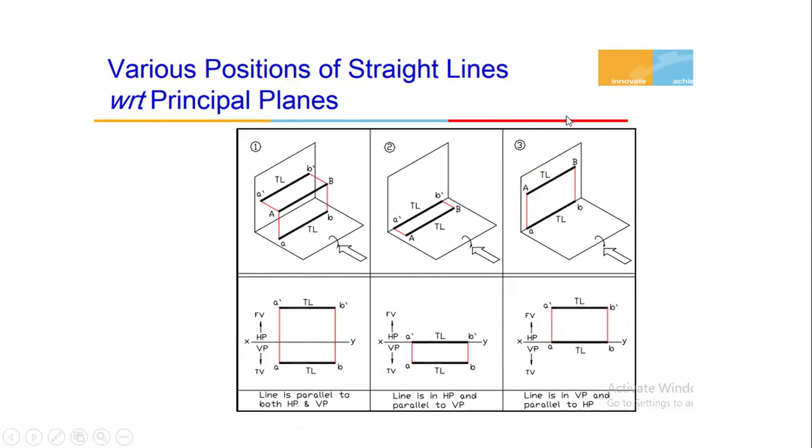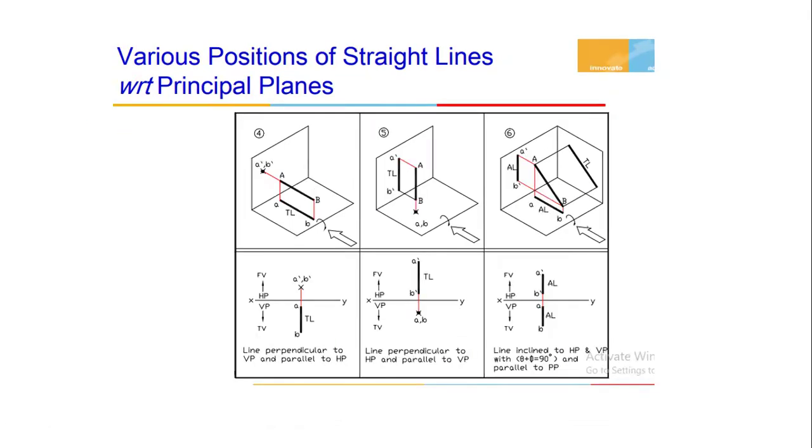Now see the same line AB from the top view direction. Here the top view will coincide with the XY reference line, A and B. So correspondingly draw the front view and top view in two dimensions, that is, the orthographic mode.